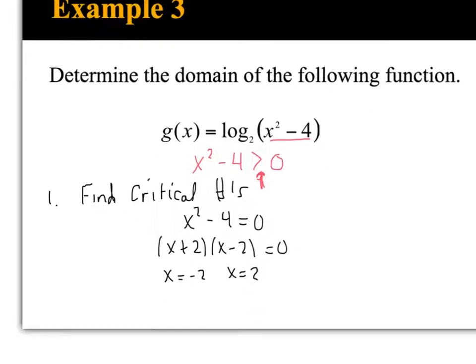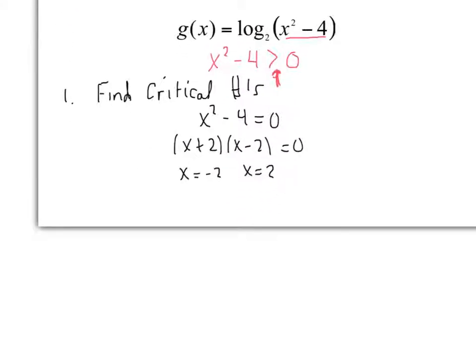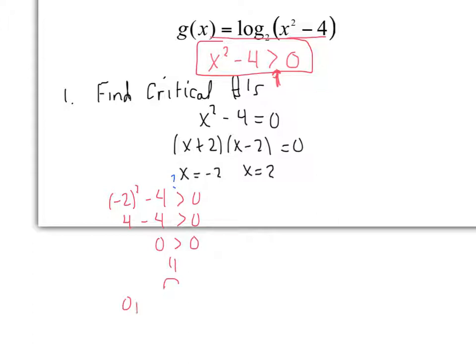Now the goal is, should I put open circles or closed circles? The way we do this is we plug these into the inequality up here. So we use the inequality to figure out if we want open circles or closed circles. I start with negative 2 squared minus 4. Is this greater than 0? When I do the work, I get 4 minus 4. Is 0 greater than 0? The answer is no, so that means open circle for x equals negative 2.